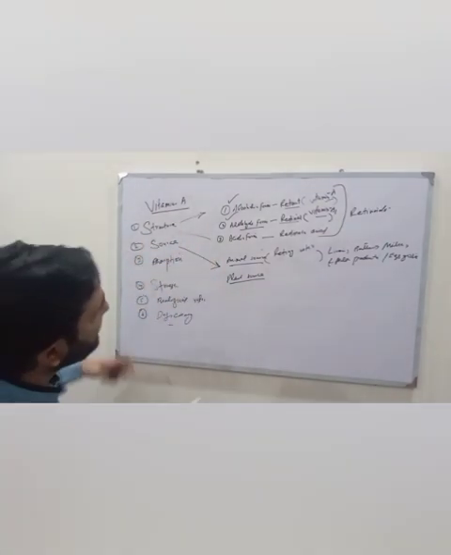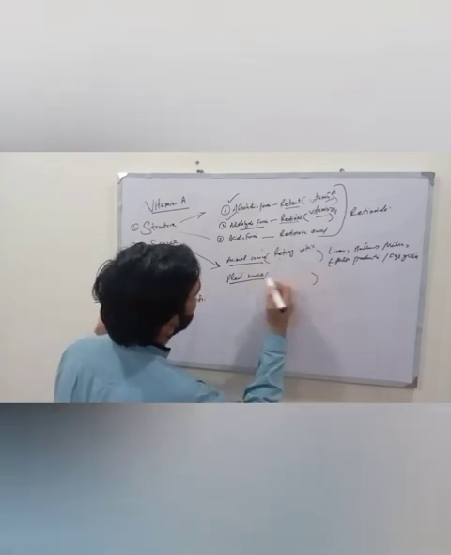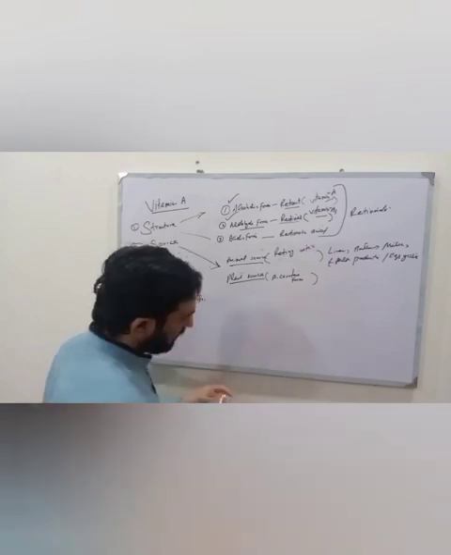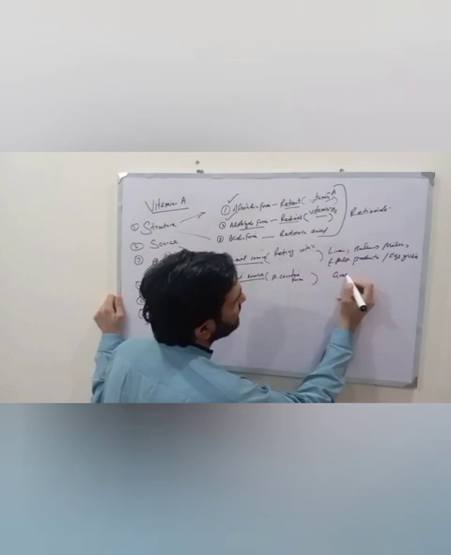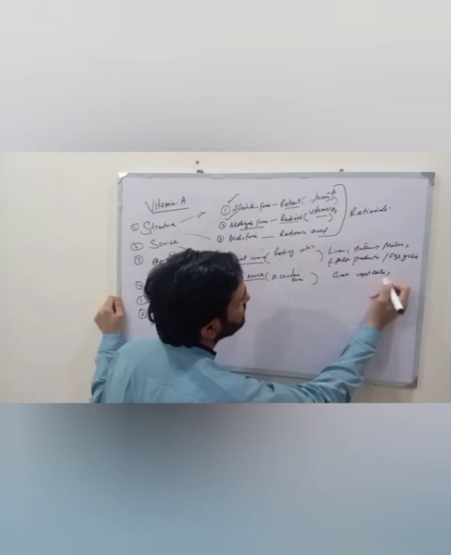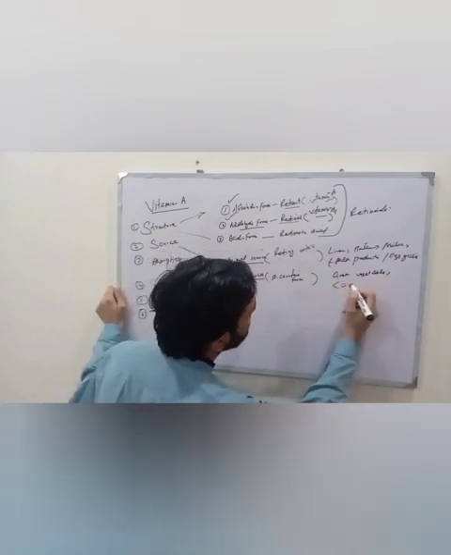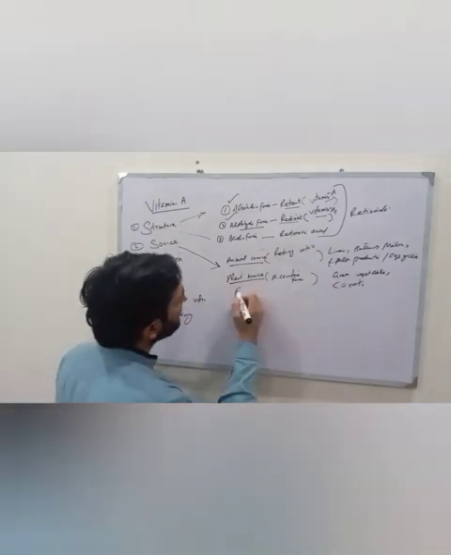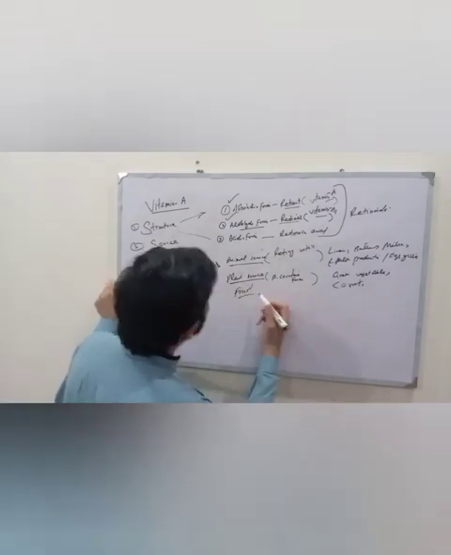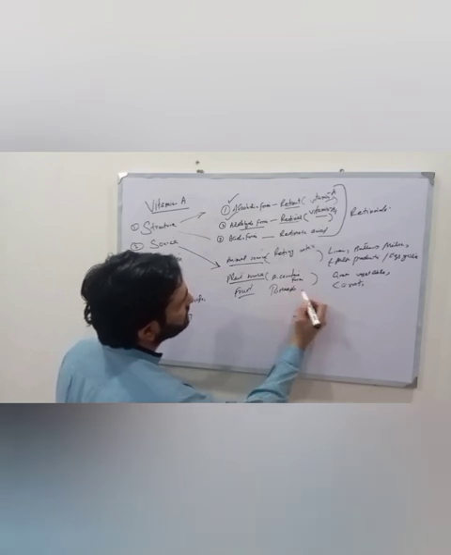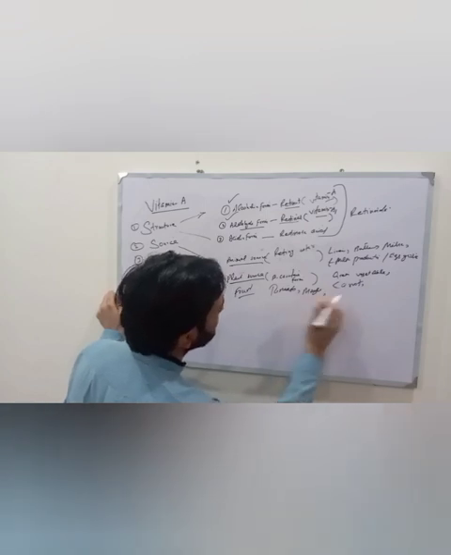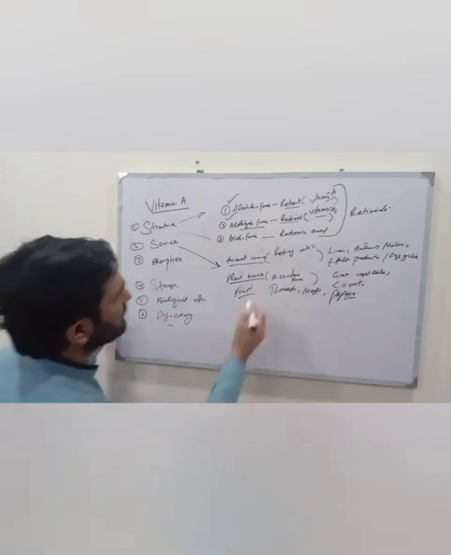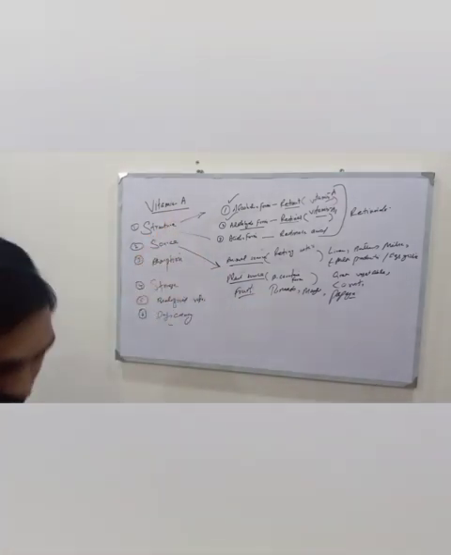Another source of vitamin A is plant source. Vitamin A in plant source is mostly present in beta carotene form. We can have vitamin A from plant sources like green vegetables and carrot. Another source is fruit: tomato, mango, and papaya. These are the sources, animal, plant, and fruit, from which we can have vitamin A.